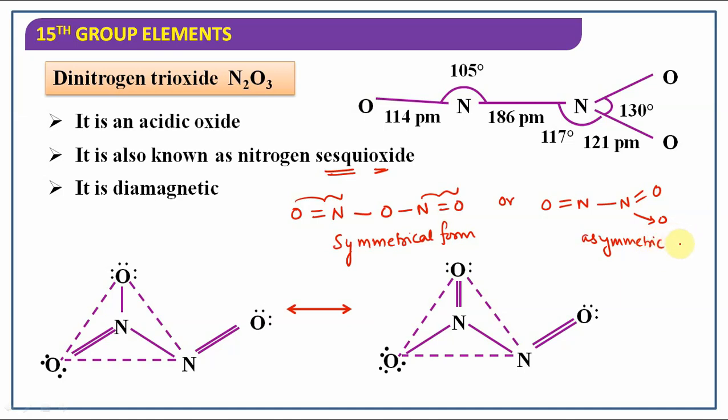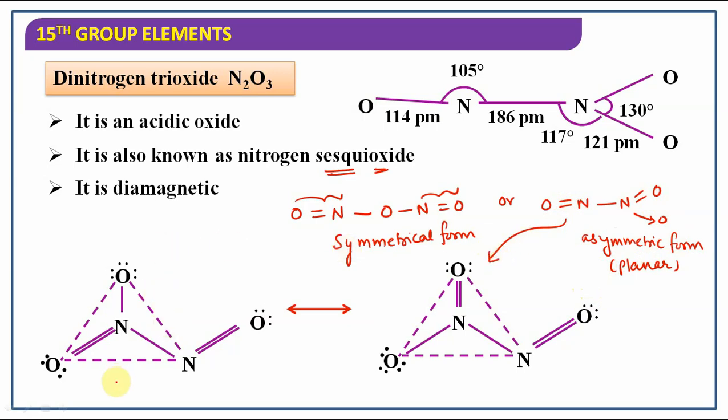So this asymmetric form is planar in structure. And double bond, single bond, double bond, there is a conjugation. That's why you can write resonance structures. This asymmetric form of N2O3, you can observe it here. This is also the asymmetric form. This one. This is also the asymmetric form.